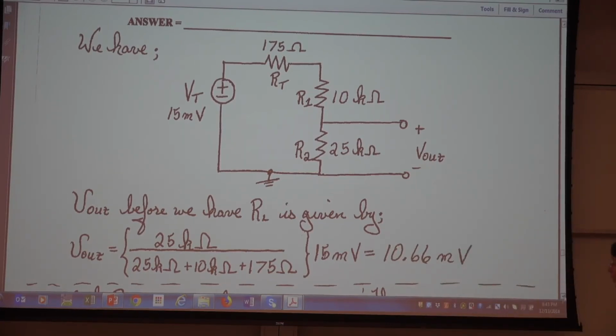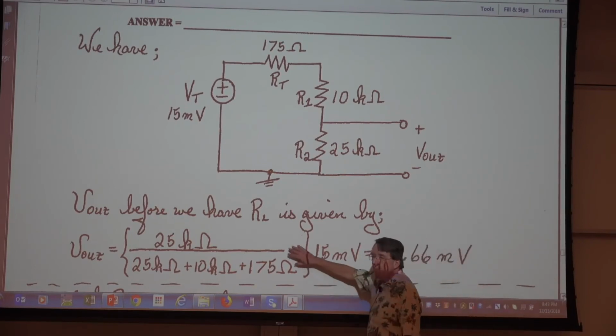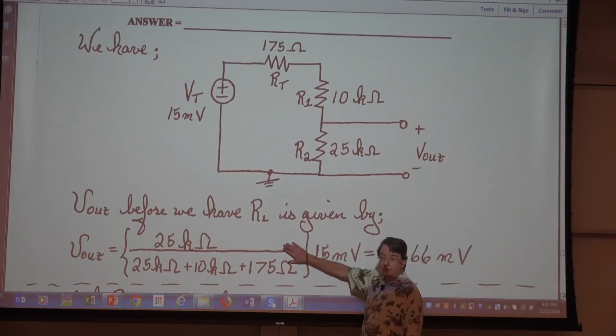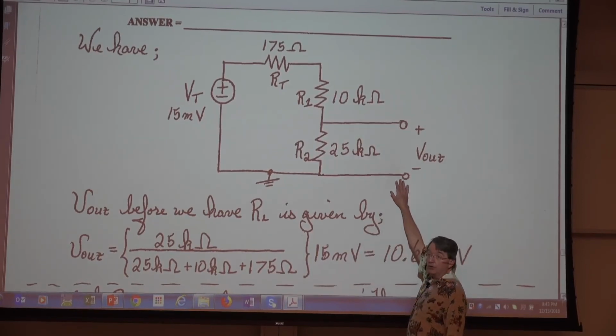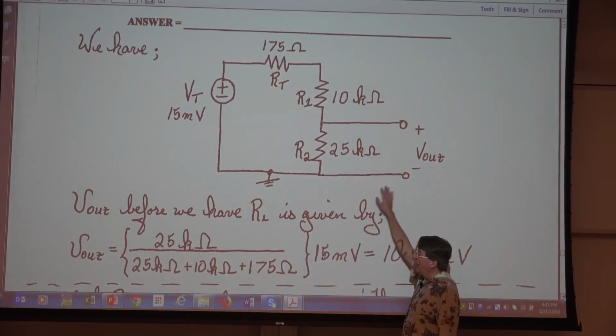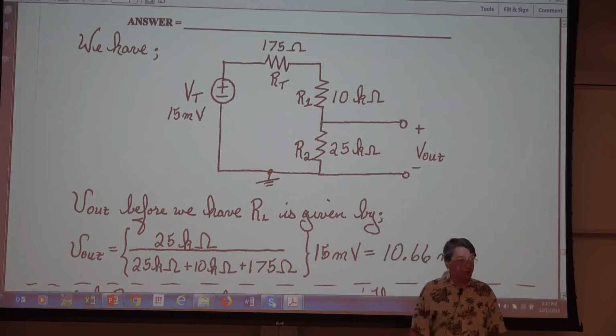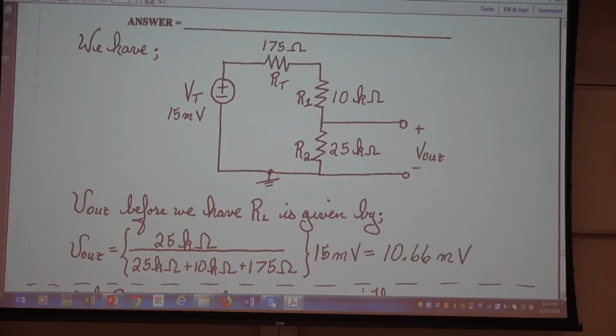So V out, now I'm hoping you are all very comfortable with this. This is voltage division. V out is in the numerator, the resistor where you're measuring the voltage, and then divided by all the resistors in series. And you multiply that by V Thevenin, which is given to be 15 millivolts. So before we add any load resistor, the output is approximately 10.66 millivolts.